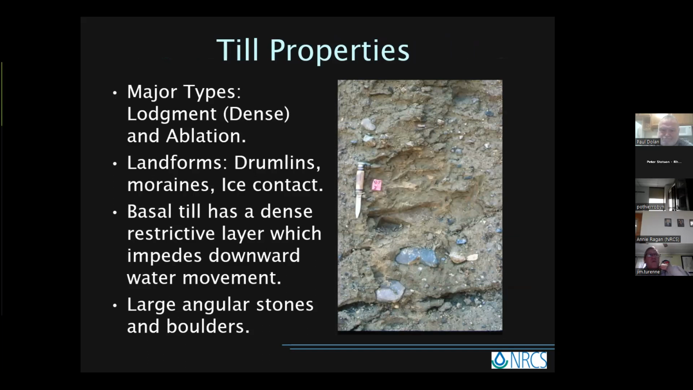Some properties associated with till, there's two major types. There's something called a lodgement till that has that dense restrictive layer, and then a sandier, looser type of till. We called it ablation. Now it's referred to as superglacial meltout till. So anytime you start seeing large angular boulders, stone walls, start thinking that you're in a glacial till landform.